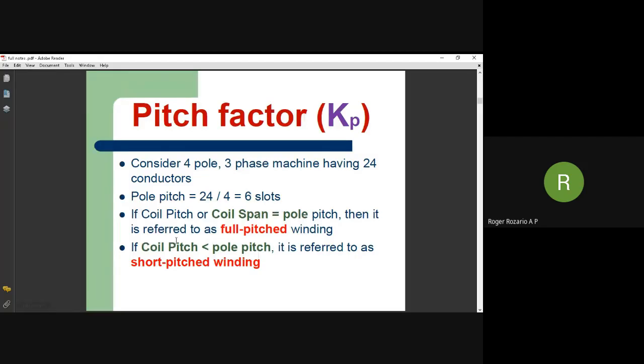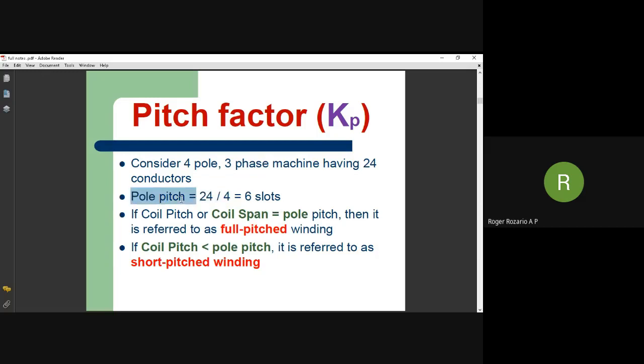If coil span equals pole pitch, it is called full pitched winding. If coil span is less than pole pitch, it is called short pitched winding. So make a note of it. Coil span equal to pole pitch, it is full pitched winding. Coil span less than pole pitch, it is short pitched winding. How will you calculate the pole pitch? Pole pitch is the number of conductors per pole.